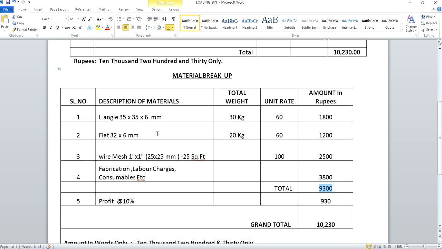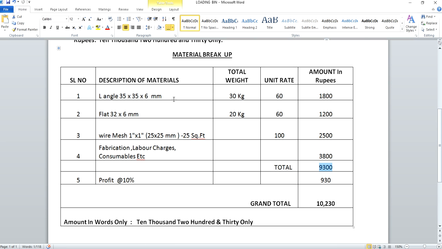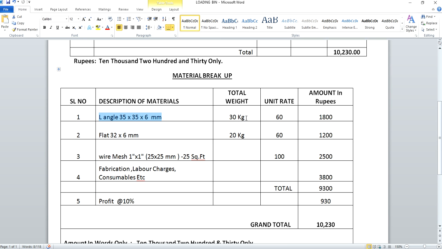Please do have a look at this table, wherein you will notice what are the requirements of the materials to be used. So here, in order to fabricate this steel bin, we are using an angle of size 35 by 35 by 6 mm, and this is an equal angle. If you refer to the angle dimension chart, you will get the weight per meter of the angle. But here, as already estimated, the weight is 30 kg. And the unit rate which you need to spend per kg is 60 rupees.